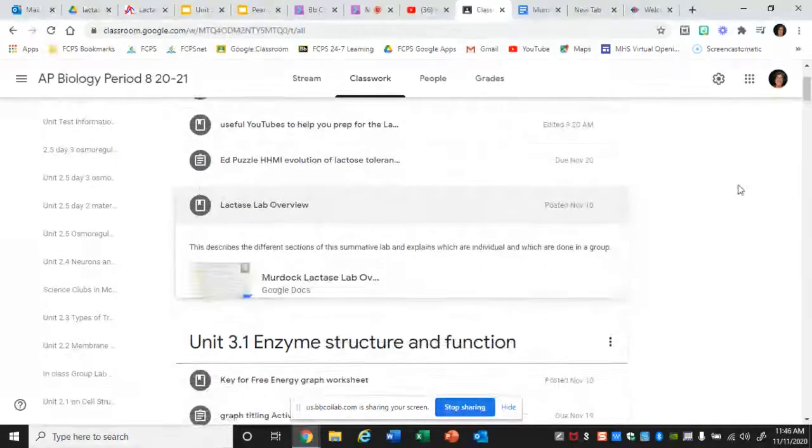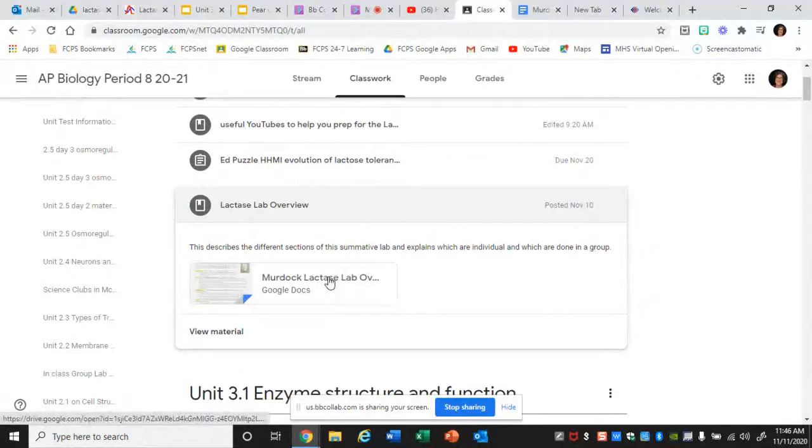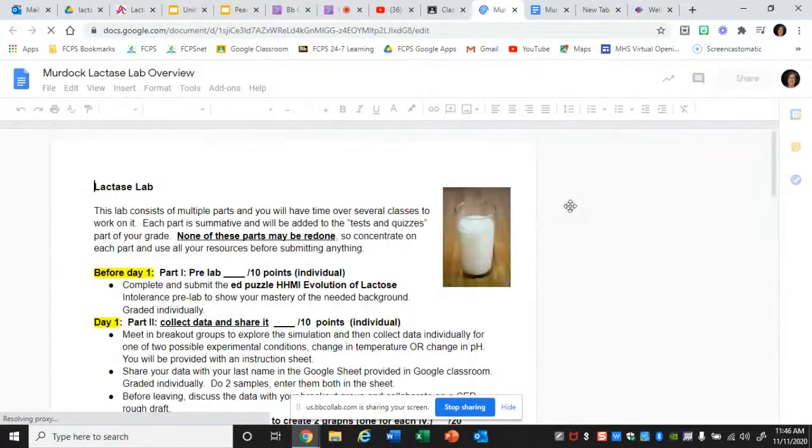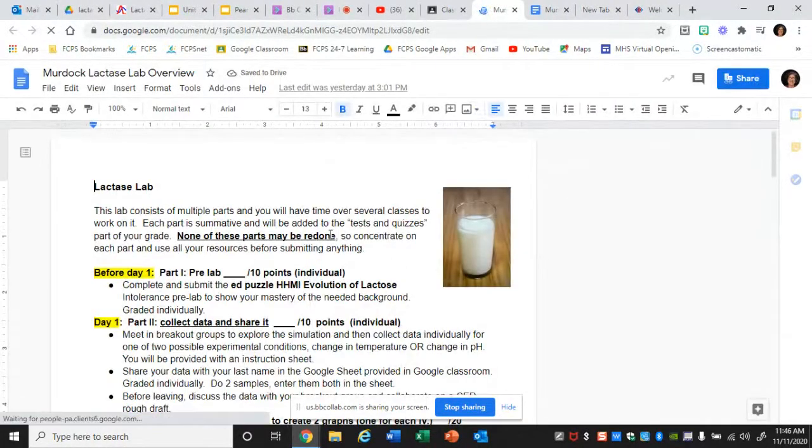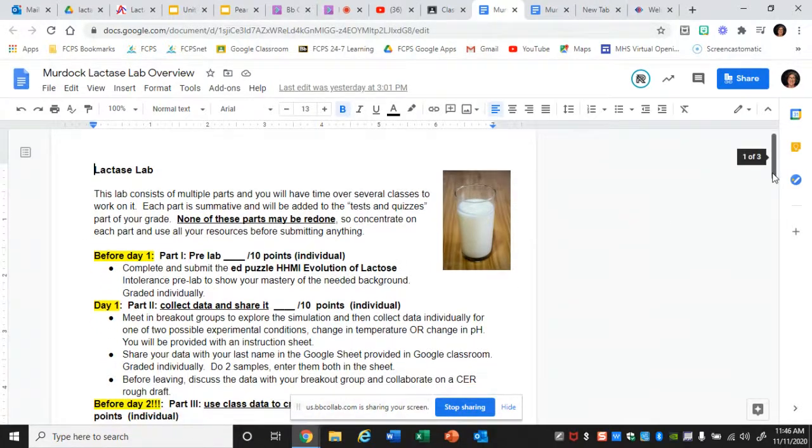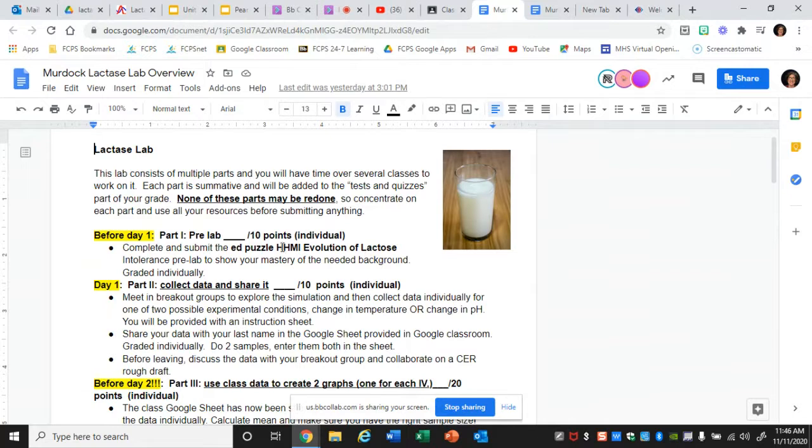Okay, let's look at the overview of the lab. If you look at the Murdoch Lactase Lab overview, here's where I wrote down all the parts of the lab and explained everything. That HHMI evolution of lactase Ed puzzle is worth 10 points out of 100, and it's individual. So if you got a 90% on it, I would put a 9 here for you. If you got a 60% on it, I would put a 6 here for you. Does everyone understand how that works?